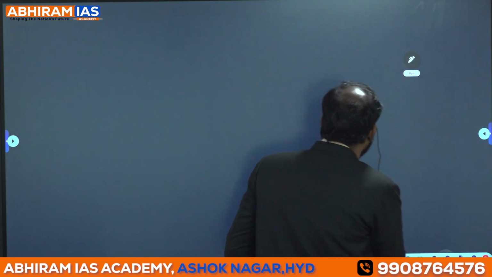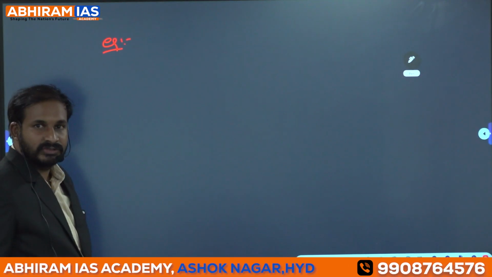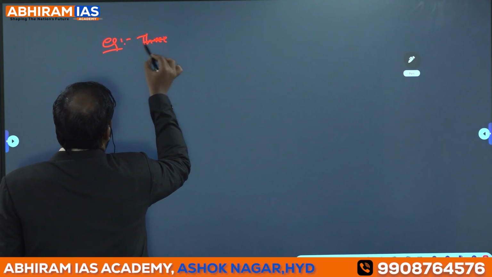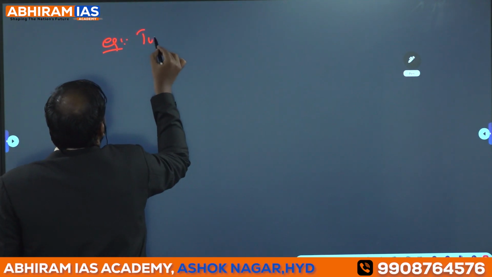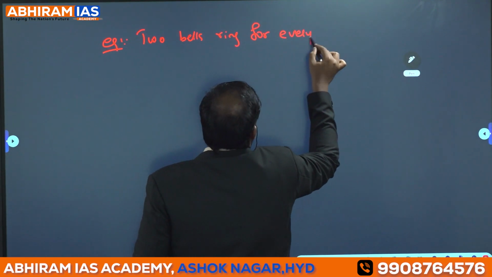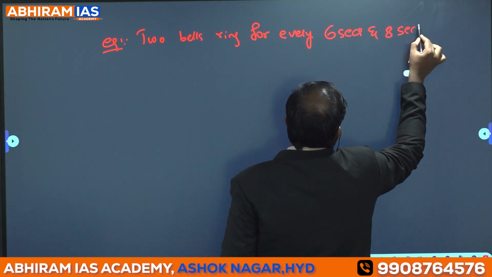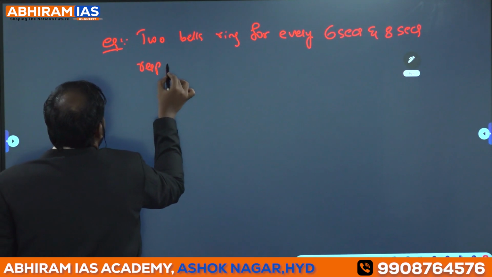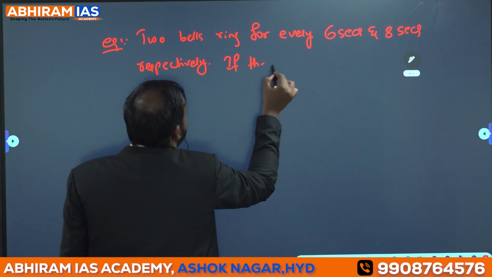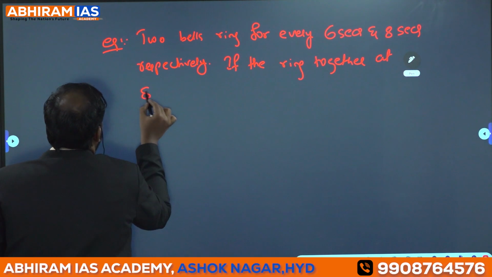See here students, we will go with a simple example. Two categories. What are those two categories? We will see. 3 bells ring, or let us take only 2 for better understanding. 2 bells ring every 6 seconds and 8 seconds respectively. If they ring together at 8 a.m.